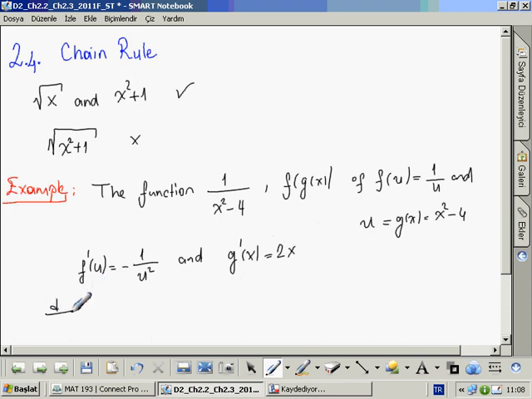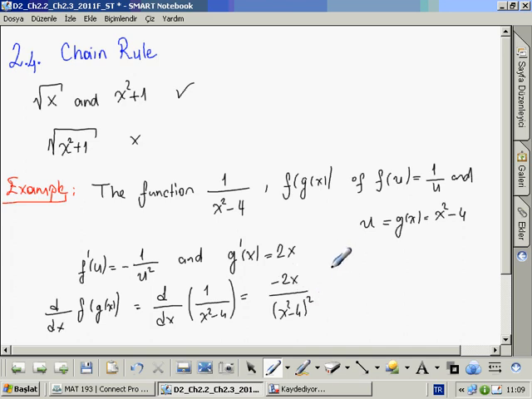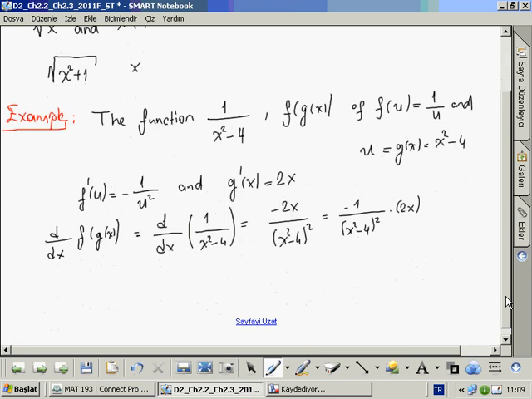And del over del x of f of g of x equals del over del x of 1 over (x squared minus 4), which is equal to minus 2x, which is g prime of x, over (x squared minus 4) squared. It is equal to minus 1 over (x squared minus 4) squared times 2x, which is g prime of x. And let me give you a theorem about that.